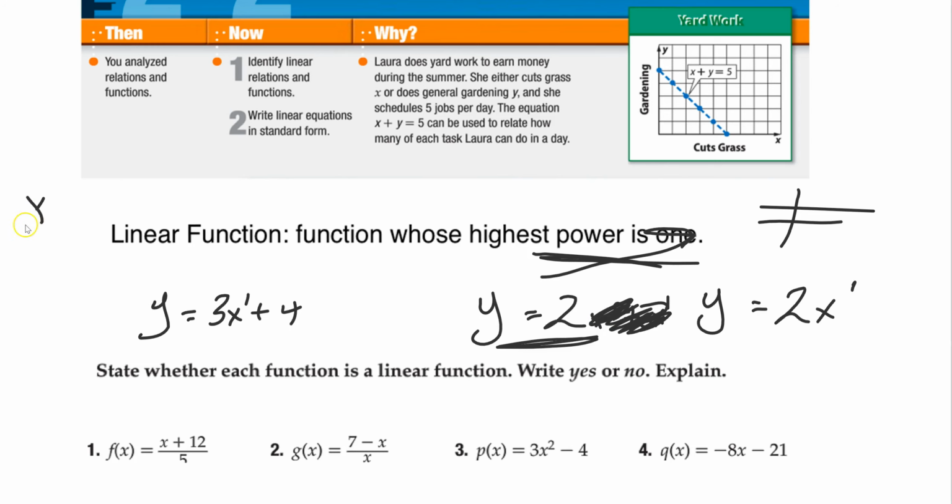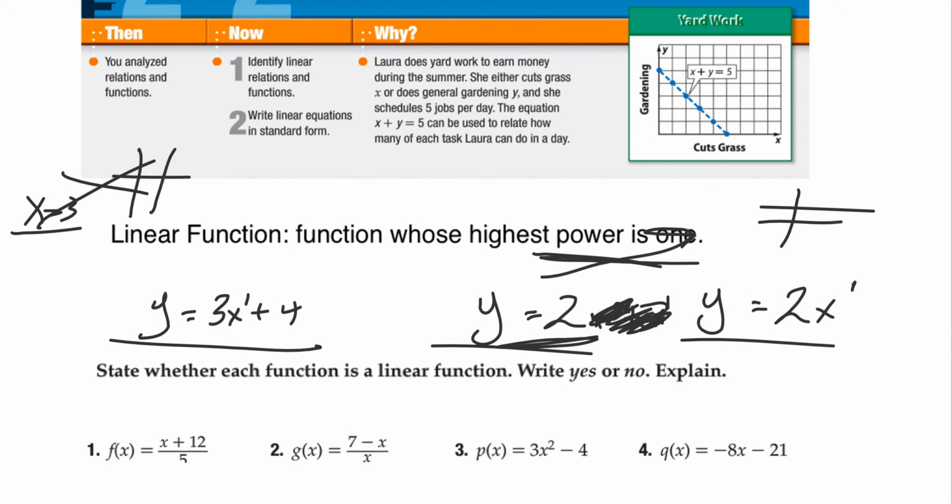By the way, x equals 3 is not a linear function. Why not? It's linear, it's just not a function. It doesn't pass the vertical line test. So that's why it's not a linear function. So it is linear, just not a function. So that's a linear function, that's a linear function, that's a linear function. The key with all of these is the highest power is 1. I didn't mean to cross that out.